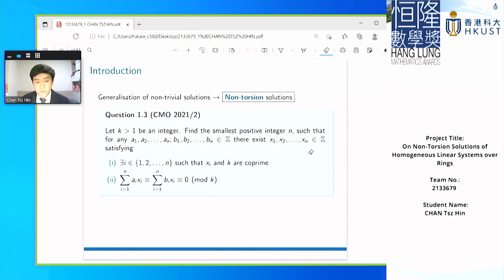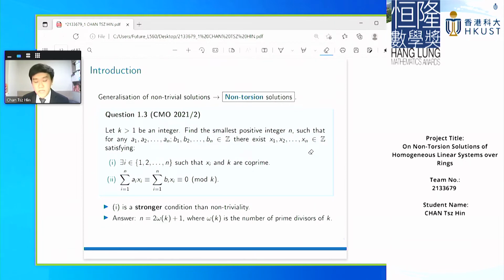This is motivated from the following problem of the China Mathematical Olympiad 2021. Here, condition 2 is a system of two equations modulo k, which is just a system over the ring Z/kZ. And condition 1 is a stronger condition on the solution than non-triviality. It states that one of the coordinates of the solution has to be coprime with k. The question then asks to find the minimum number of variables n, such that any choice of coefficients guarantees such a solution. And the answer turns out to be 2 times omega(k) plus 1.